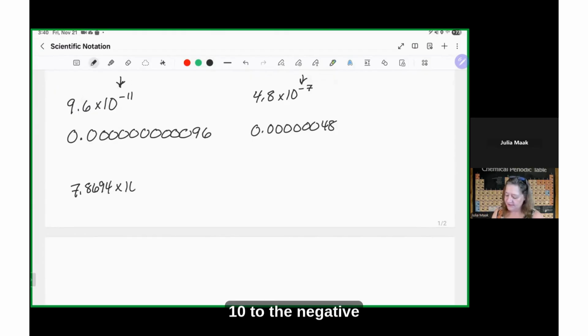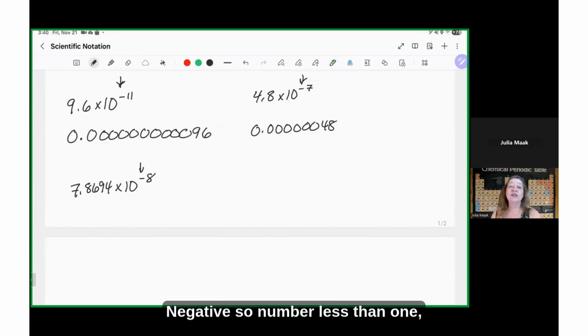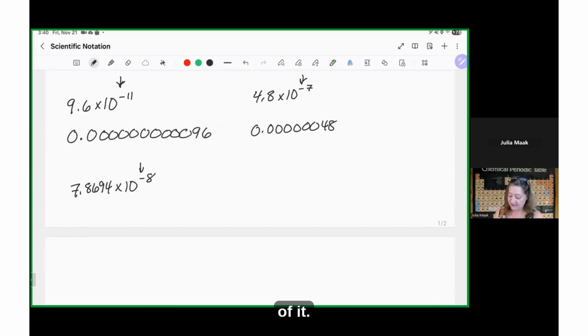Okay. What if I said 7.8694 times 10 to the negative 8? Okay. Negative exponent, so number less than 1. So it's going to have 8 zeros in front of it. 1, 2, 3, 4, 5, 6, 7, 8, and then my number.